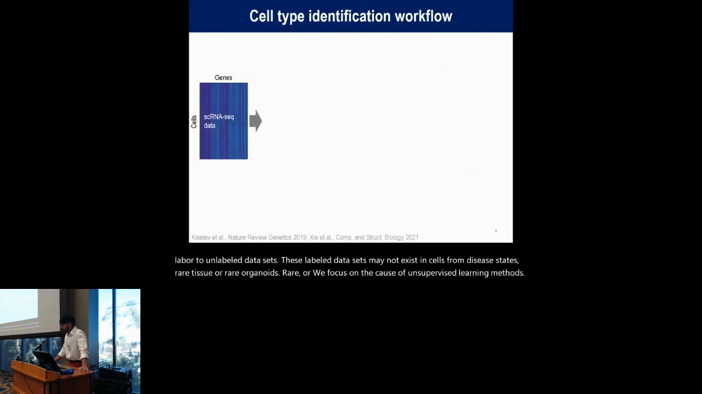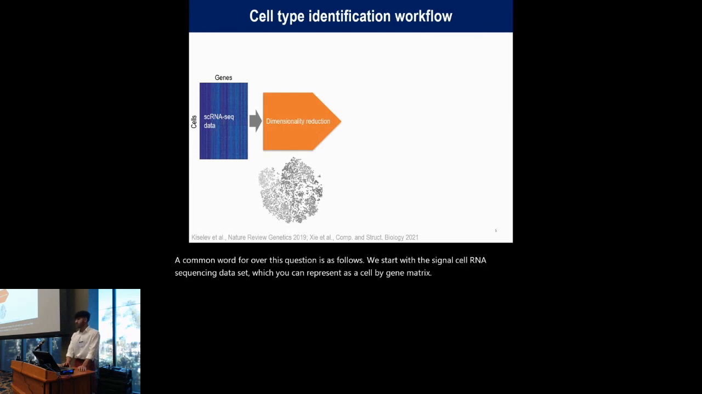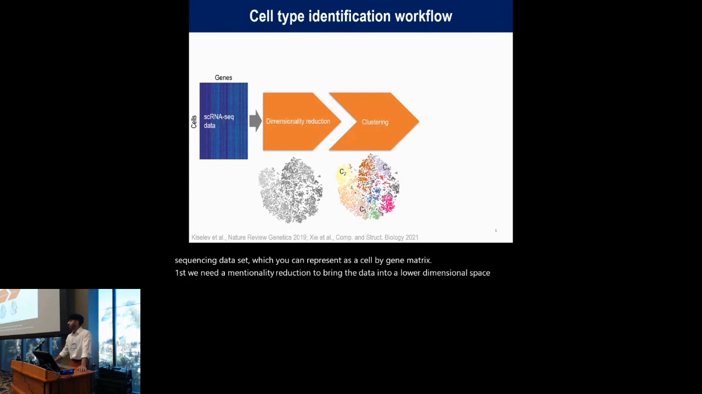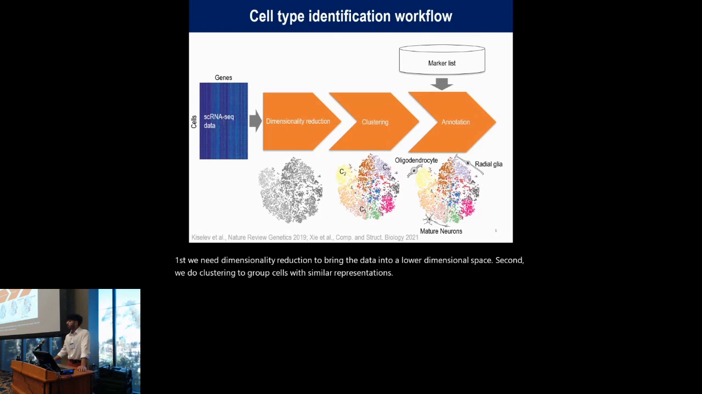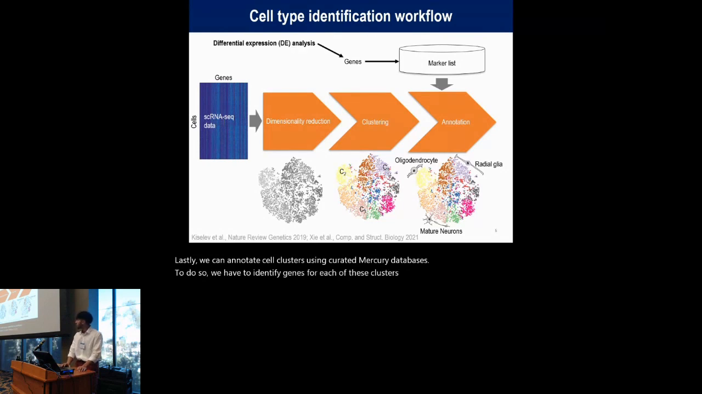A common workflow for this question is as follows. We start with a single-cell RNA sequencing dataset, which you can represent as a cell-by-gene matrix. First, we do dimensionality reduction to bring the data into a lower dimensional space. Second, we do clustering to group cells with similar representations. Lastly, we can annotate cell clusters using curated marker gene databases. To do so, we have to identify genes for each of these clusters. The most popular approach is differential expression analysis.